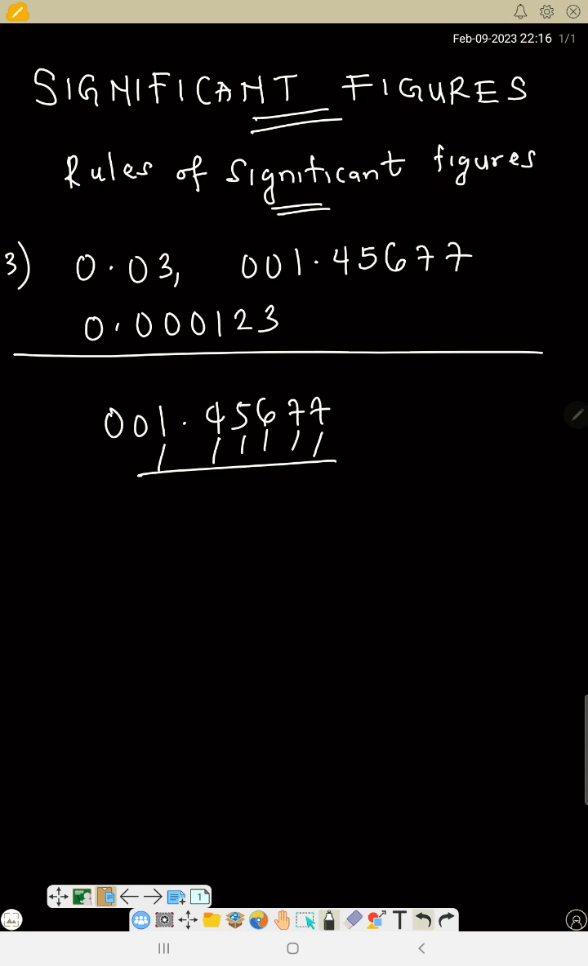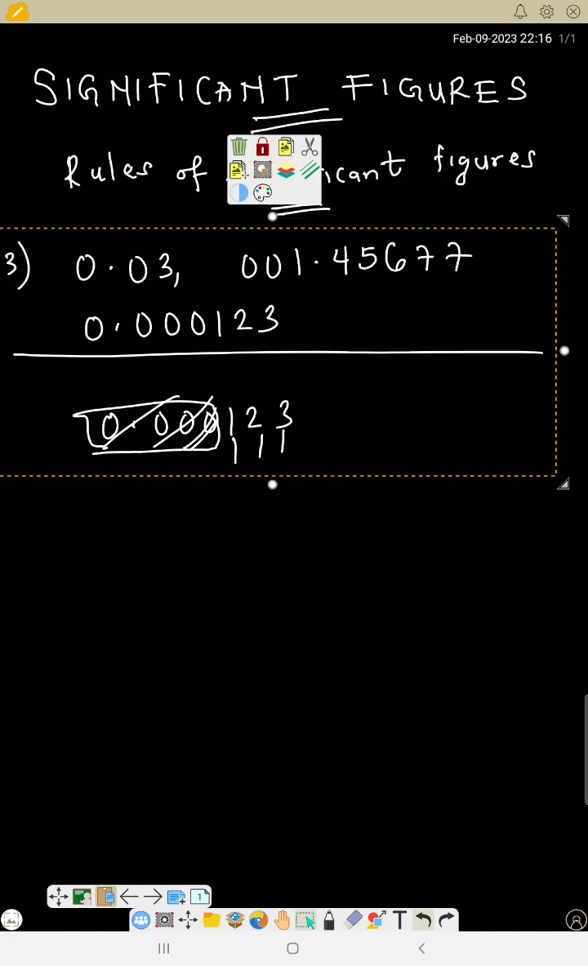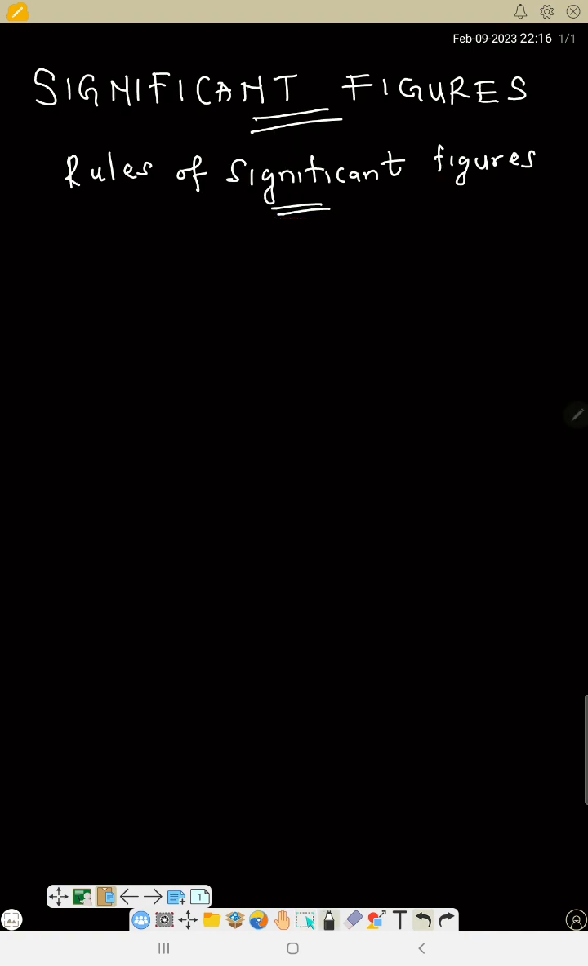So like that. Again, the last one, we have 0.000123. How many significant figures is this? This is 3 significant figures, because all these leading zeros are not important. So this is 1, 2, 3. So that is 3 significant figures. So that is rule number 3. Then let's say rule number 4. Please take note of those rules.